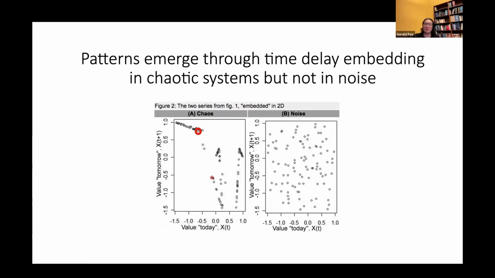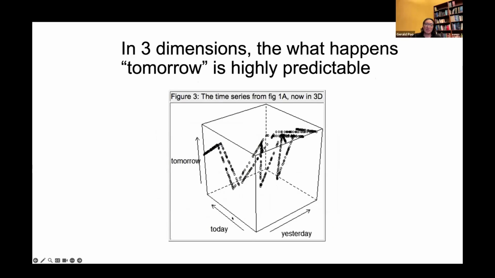The trajectories are crossing. But what you can do is make it a little bit more complicated. I'm not going to take just the value today and the value tomorrow. I'm going to take yesterday, today, and tomorrow. If you put it in 3 dimensions instead of 2, now all the trajectories become unique. The things don't stack anymore. So if I know 2 of them, I can tell you what the value of the third one is. So in 3 dimensions, it became highly predictable.